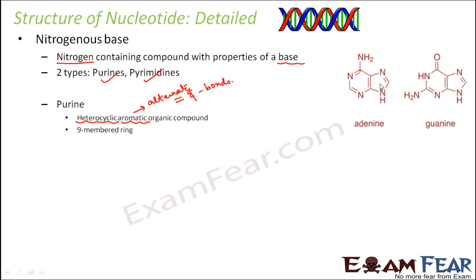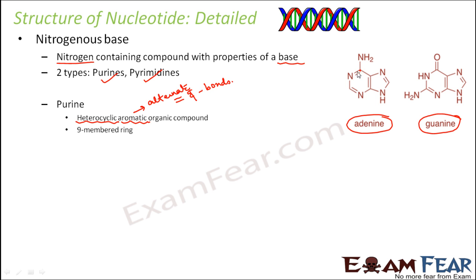Here in purines, these are the examples of purine. Adenine and guanine are examples of nitrogenous bases which are purines. Why? Because they have a 9-membered ring: 1, 2, 3, 4, 5, 6, 7, 8, 9. If you look at both of these structures, they are 9-membered rings. That means the points or elements present on the ring equal 9.